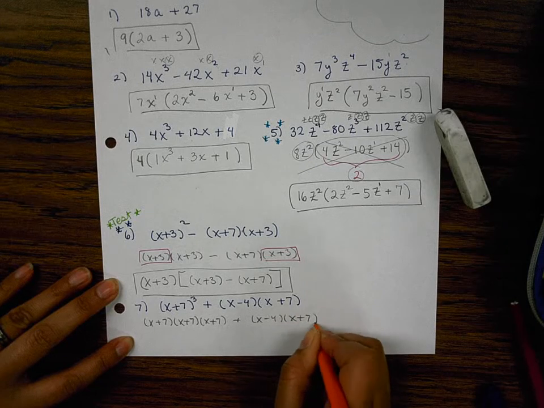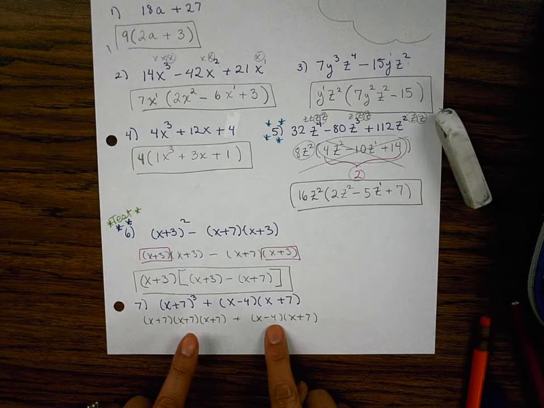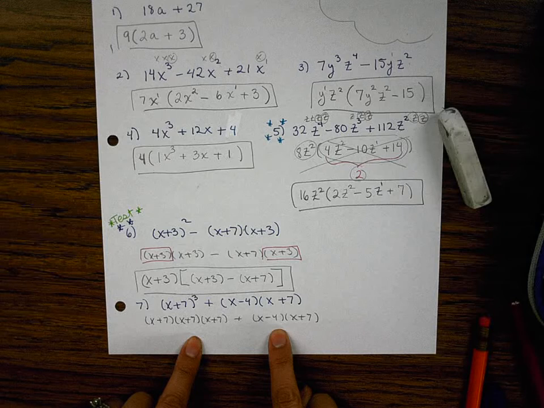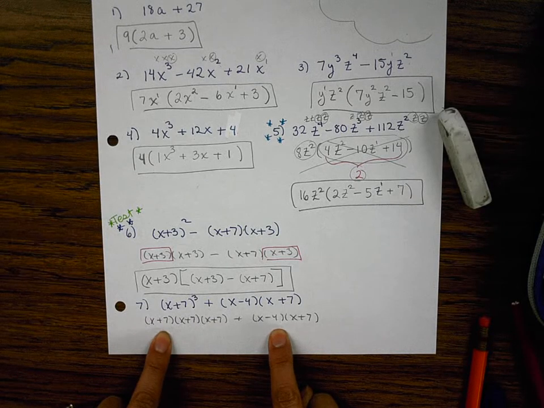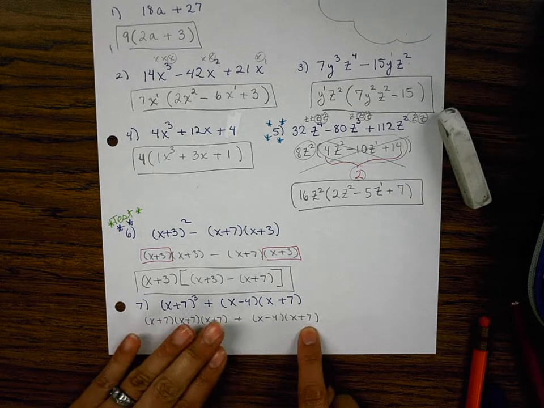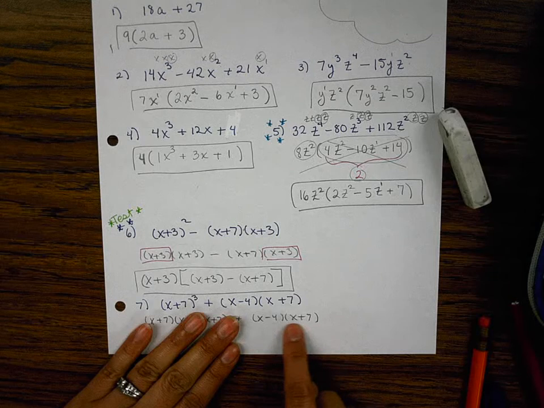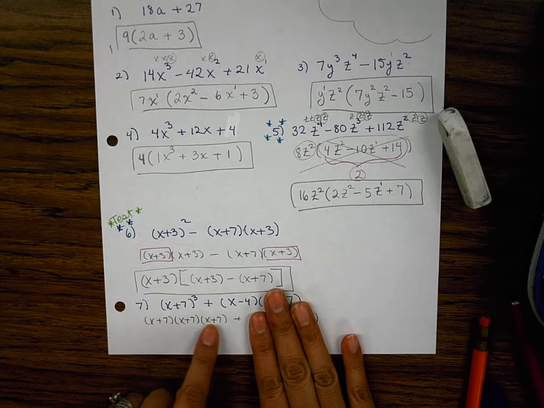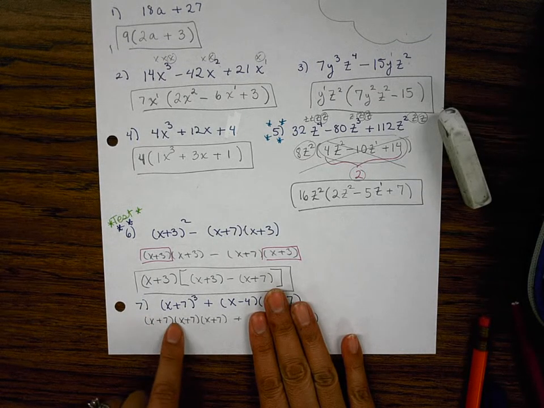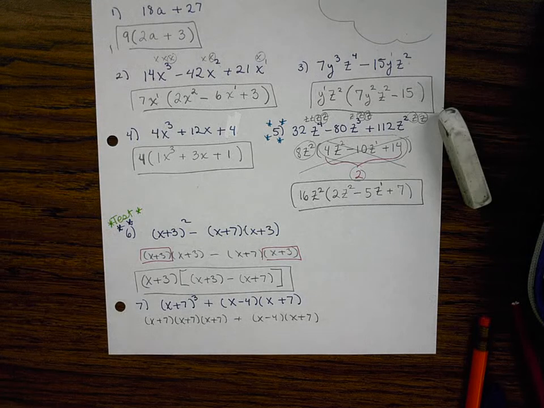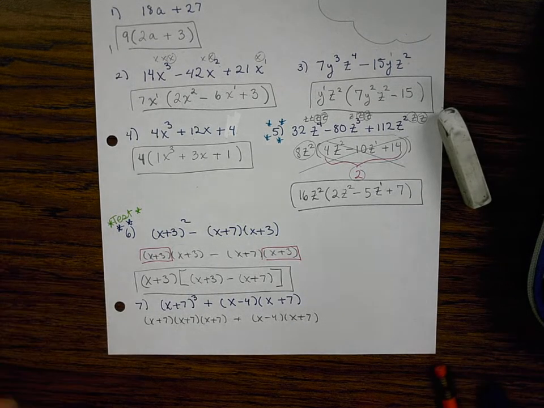And then x minus 4 and x plus 7. All right. Two terms. First term is a little bigger, second term is a little smaller. The second term has 2 factors. The first term has 3 factors. They're all the same, but they're still 3 factors. All right, do they have a common factor?